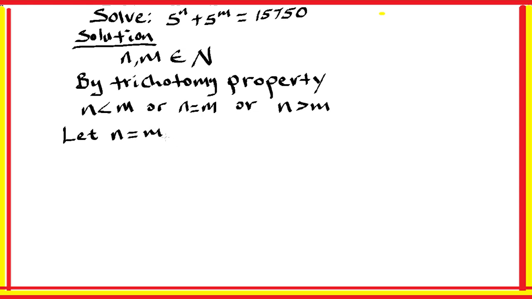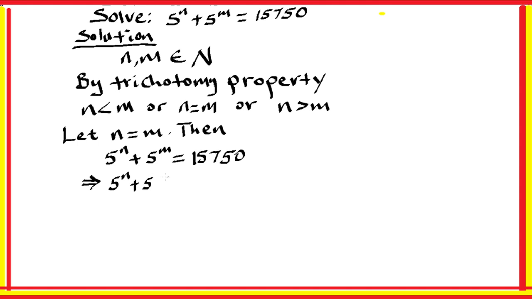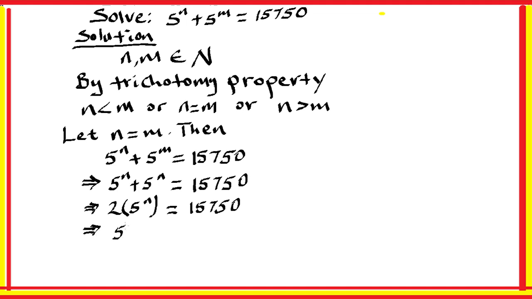First, let's consider n is equal to m. Then 5 raised to n plus 5 raised to m is equal to 15,750. Substitute m by n. The equation becomes 5 raised to n plus 5 raised to n is equal to 15,750. 5 raised to n plus 5 raised to n means 2 times 5 raised to n. So we need to divide both sides by 2. We will get 5 raised to n is equal to 7,875.